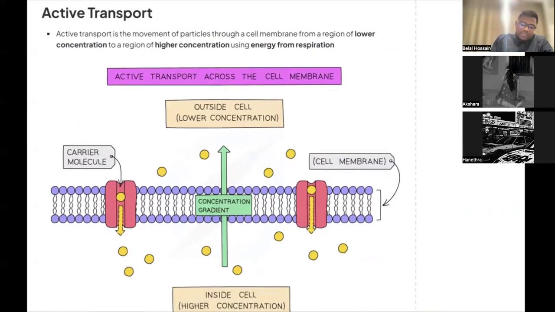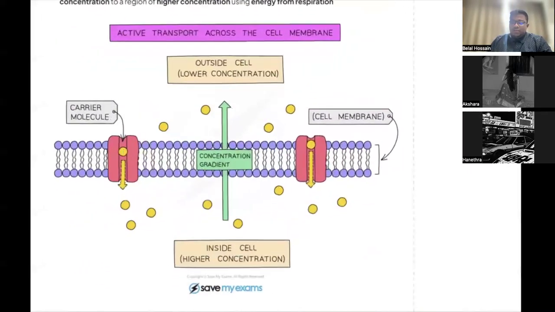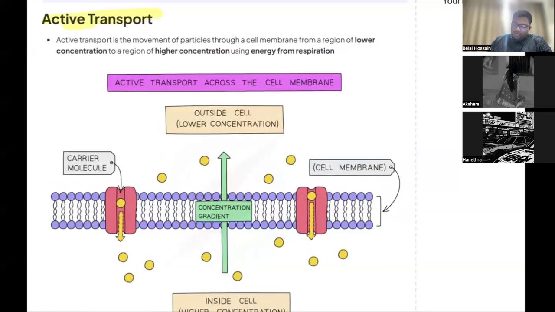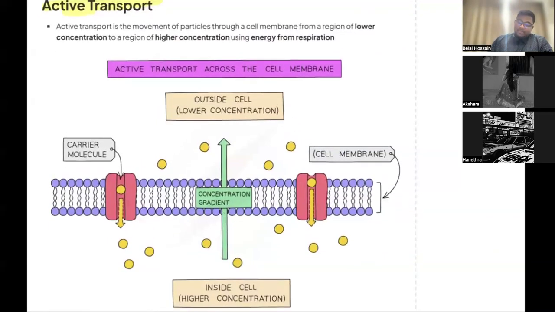Active transport. If you notice, the portion for active transport is just 2 pages, even though we talked about diffusion for so long. Sometimes we have to move materials against the concentration gradient, meaning we have to take it from a region of lower concentration to a region of higher concentration using energy. So, learn this definition. Can you read it out, Hanitra?